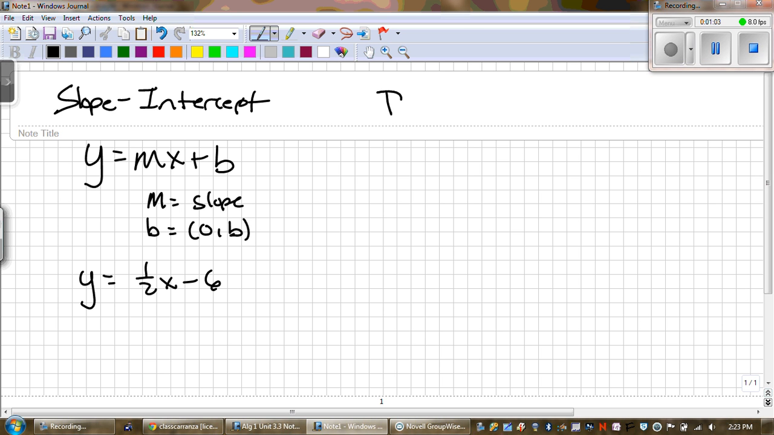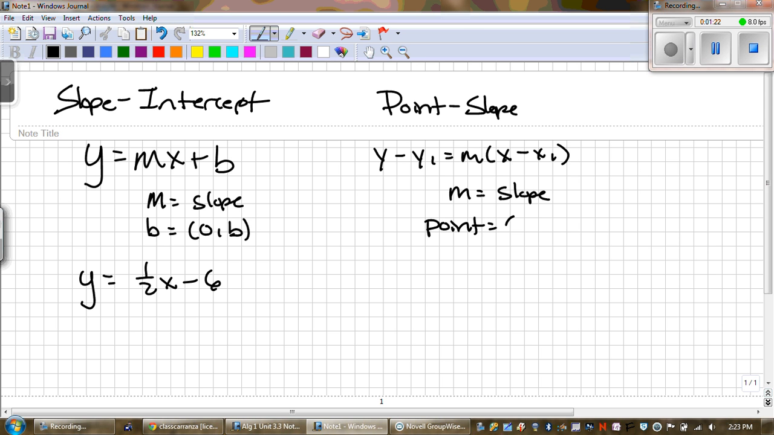Our other one that we've talked about is called point-slope form. That's y minus y1 equals m times x minus x1, where m is your slope, and then we have a point, and that's x1 comma y1. An example of that is y minus 4 equals 1/2 times x minus 8.